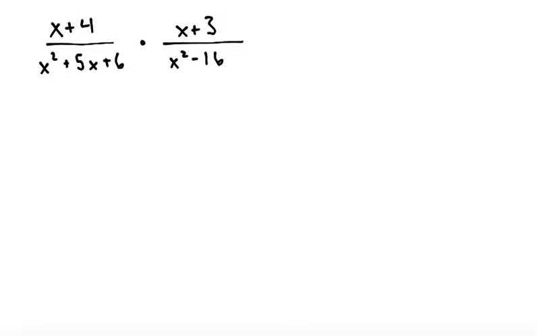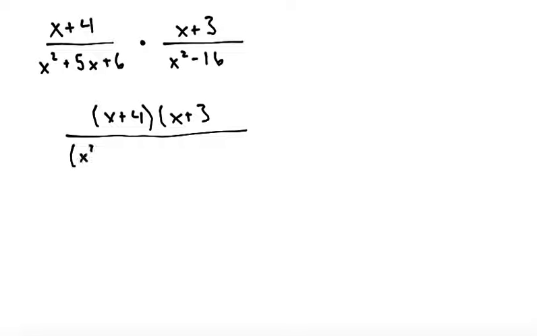Okay, for this problem, I have a homework help problem that is multiplying fractions. So we're multiplying these two fractions together. We can just multiply them directly, just straight across, which gives us (x plus 4) times (x plus 3) over, I'll just put parentheses around each one to show that they're separate, times (x squared minus 16).